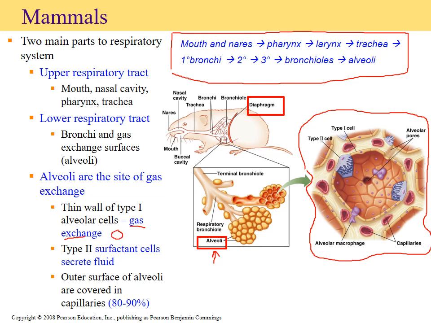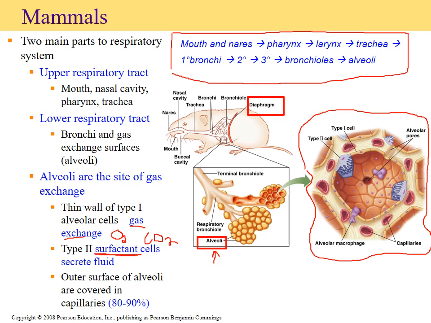So it's all about allowing oxygen in and carbon dioxide out. Type 2 is what we call a surfactant-producing cell. Surfactant is a glycolipid that's going to allow the alveoli to stay afloat, to stay nice and open, so that you can maximize your gas exchange.